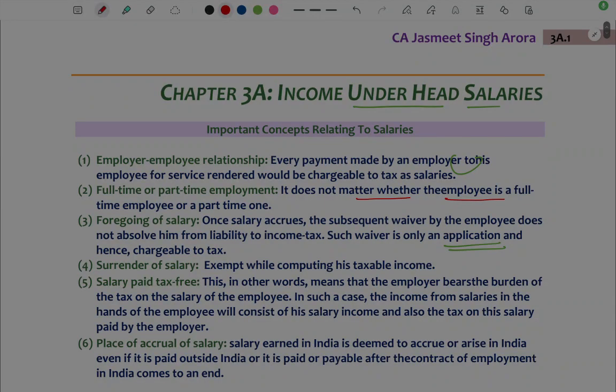Hello guys, today we are going to revise income under the head salaries. First of all, this will be a very fast revision, and I am referring to CA Jasmeet Singh Arora, who is my teacher as well. So I am giving credit to him as well.